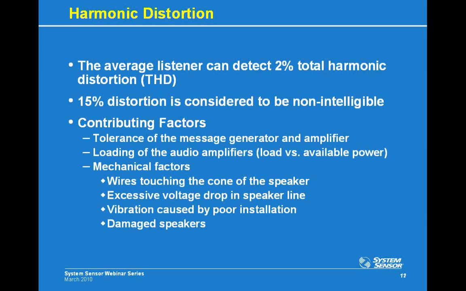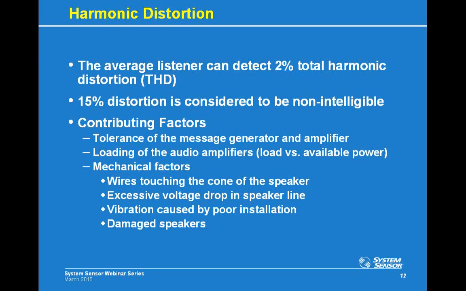Another key factor in determining intelligibility is harmonic distortion. The average person can detect as little as only 2% distortion when listening to sound output. And once your sound output reaches 15% distortion, it's then considered to be non-intelligible. For purposes of UL testing, they allow for 13% distortion in the products that they test and approve.